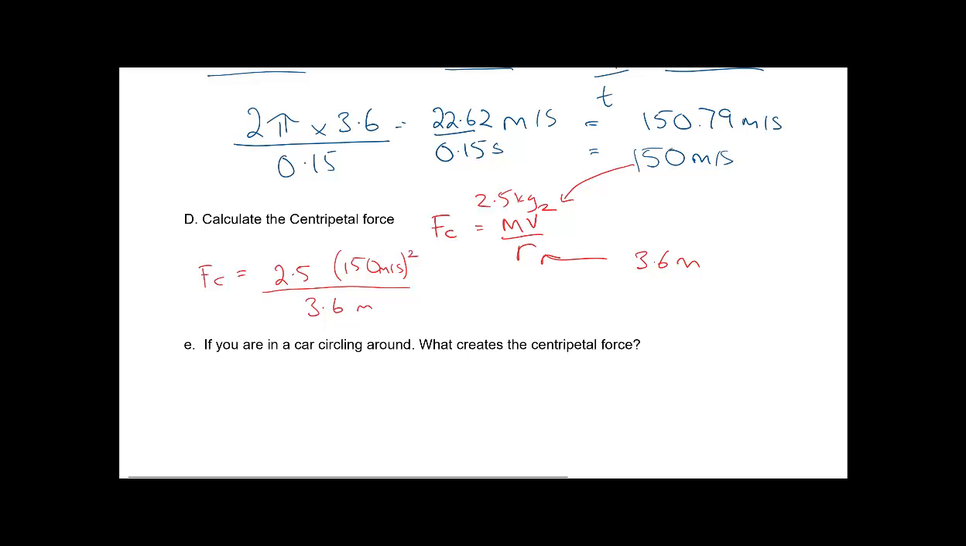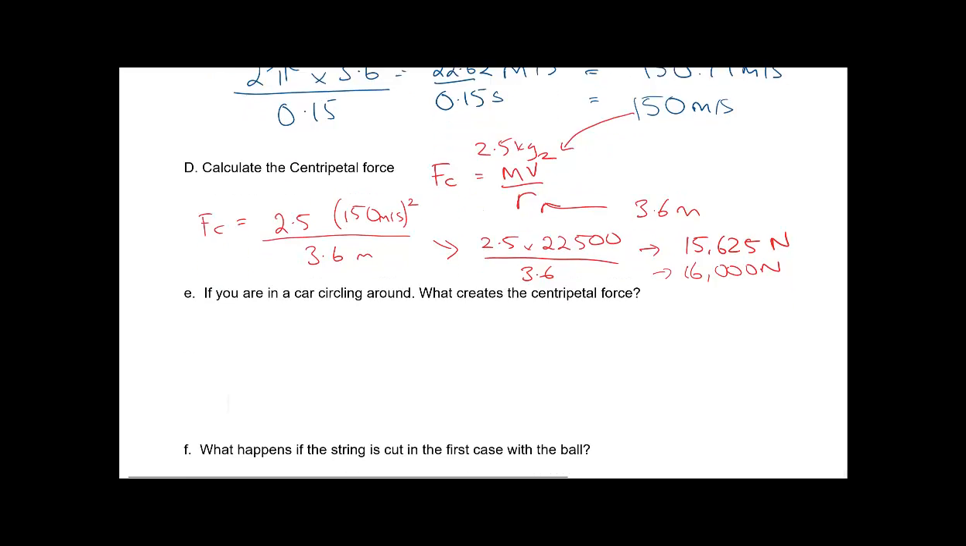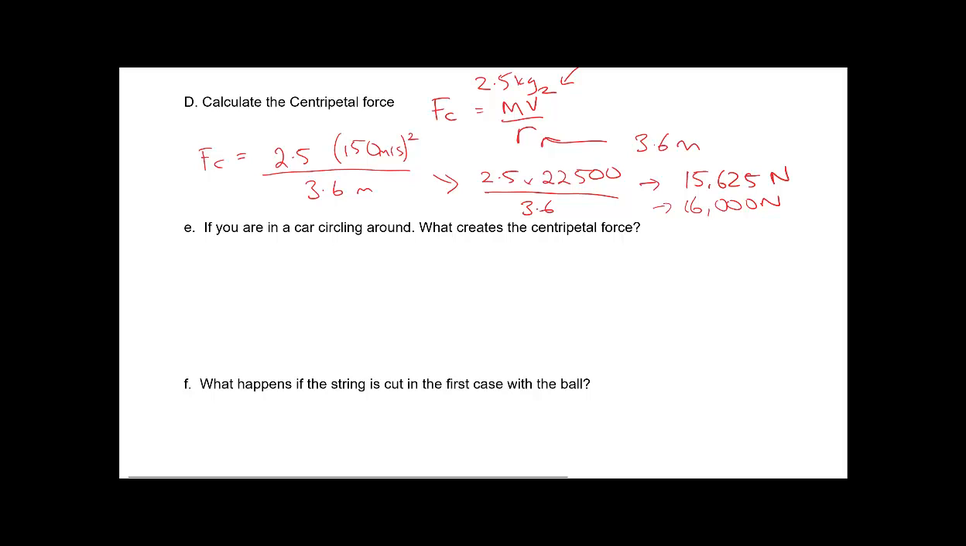Now do the squared first, just to make sure you don't times something together and then square the whole thing, which of course would be wrong. So 150 squared is going to equal 22,500, times 2.5 divided by 3.6. So what's that going to equal now? If we do that, that equals 15,625 newtons. Now if we were going to do that to two significant figures, that would be 16,000 newtons. It all depends on how many significant figures are in the question.